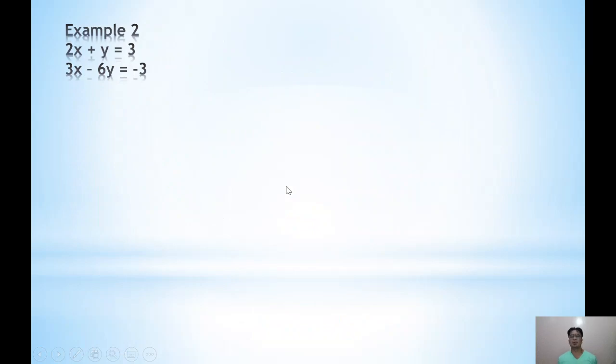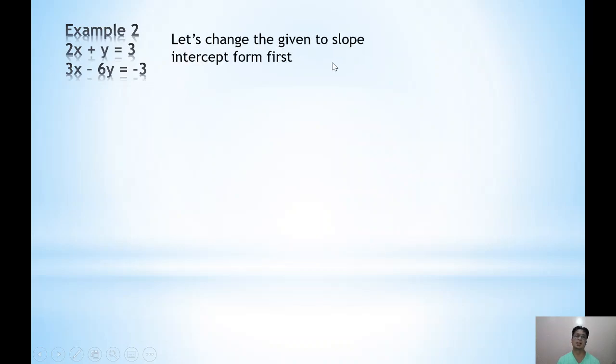Next, example 2. Let's say for example, dito sa pangalawa po natin, the given are 2x plus y equals 3 and 3x minus 6y equals negative 3. Ang una kong ginawa, ilipat natin sa slope-intercept form. Bakit? Kasi kailangan natin yung slope eh. Okay? Dito muna. Pag inilipat sa kabila, magiging negative 2x. Yung 3, hindi tatawid na equal sign, positive pa rin po siya. Okay?